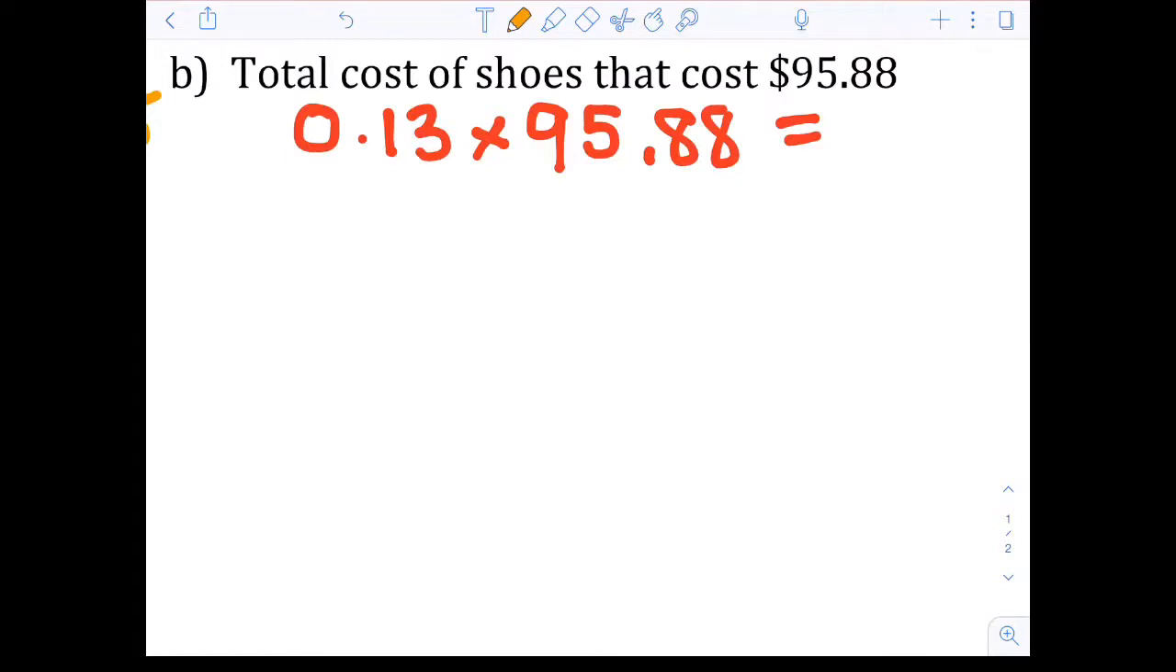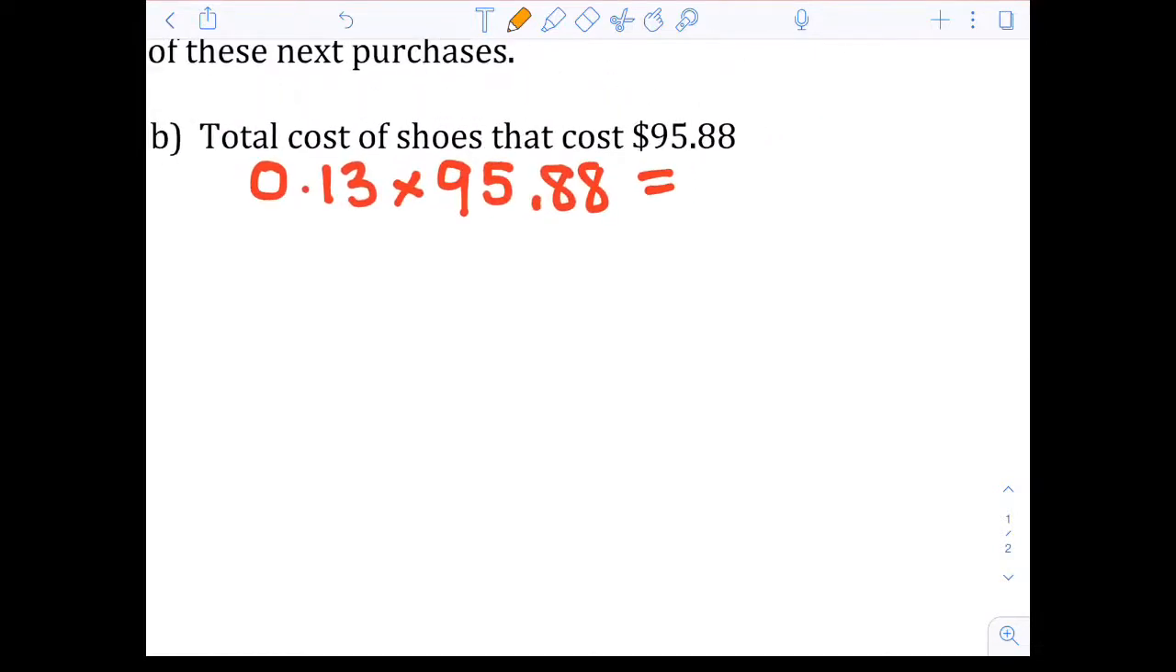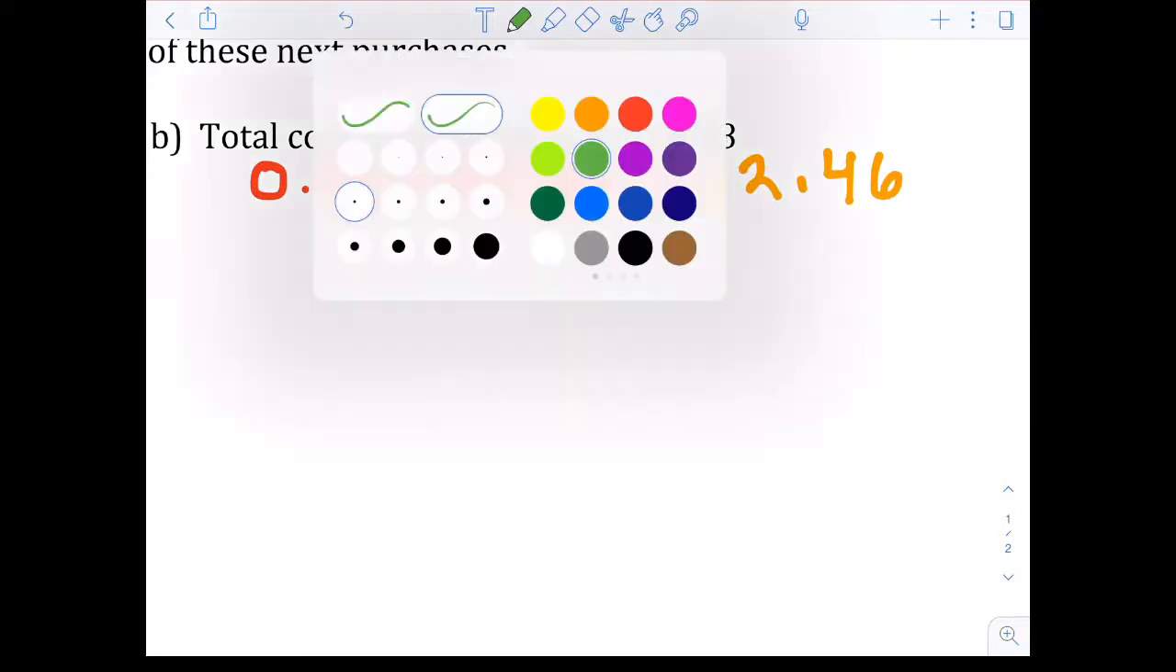0.13 multiplied by $95.88 gives me 12.4644. And you're probably saying to yourself, there should only be 2 decimal places for money for our tax. So that 6 is going to stay at 6 because the number that follows is less than 5. So $12.46 is going to stay. That's our tax. Now we're going to break down our item.